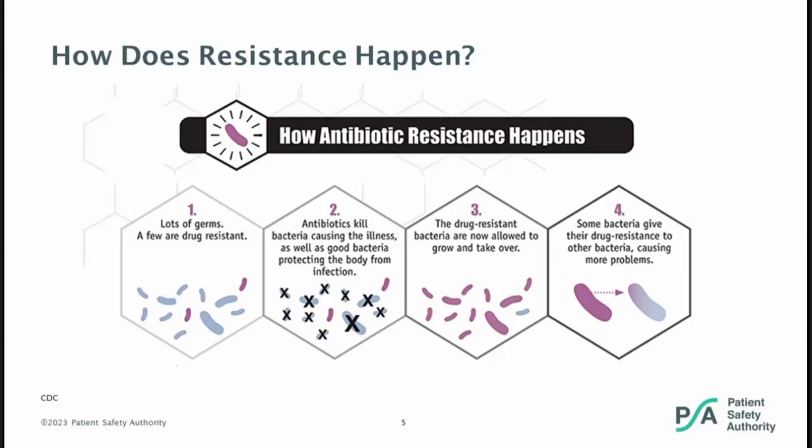We have reviewed this previously during this webinar series, but to quickly review, how exactly does antimicrobial resistance happen? To start, we have a group of bacteria, some of which are drug resistant, but most of which are not. An antibiotic is prescribed to treat the bacteria causing this particular illness or infection, but this also kills the good bacteria which protect our body and keep down the growth of harmful bacteria. Because of this, drug-resistant bacteria are able to grow and take over. To further complicate the situation, some bacteria are able to give their drug resistance to other bacteria, which we will talk about more in later slides.